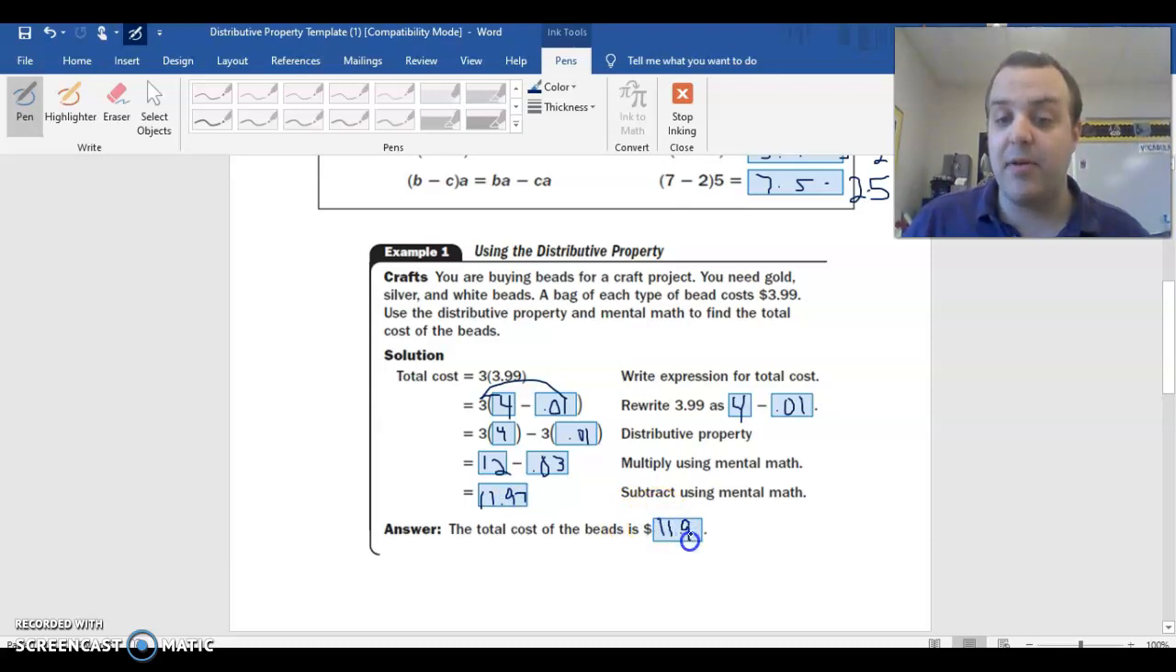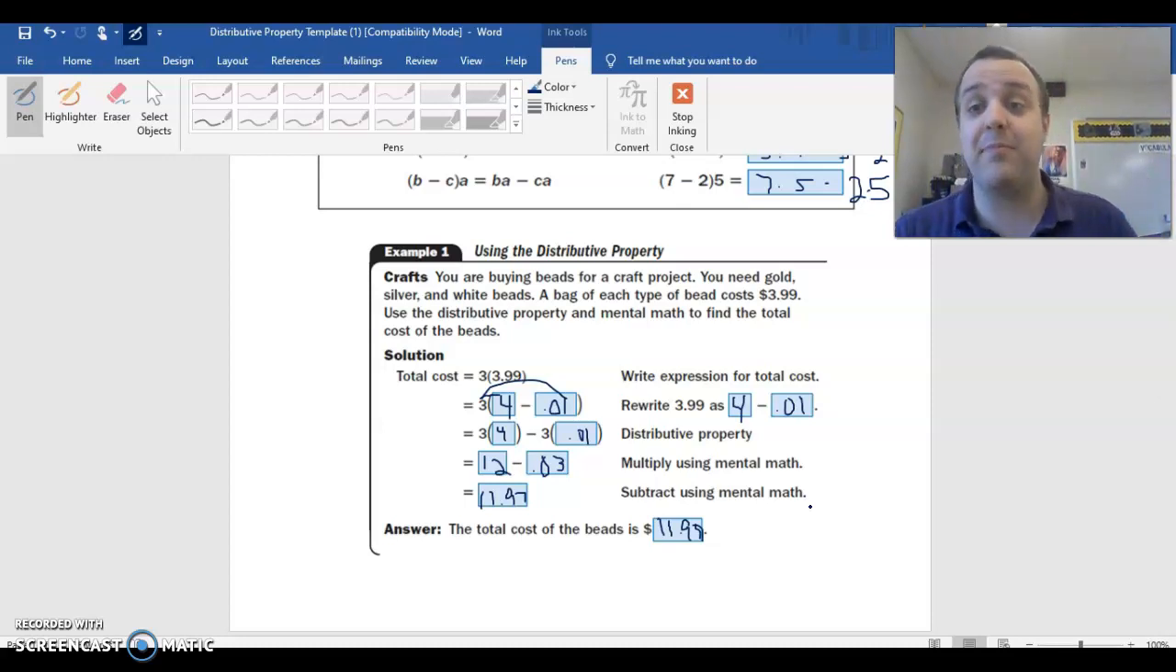Okay, if you want to impress your mom or your dad next time you go shopping with them, do this trick. They go to buy something, it's 99 cents or 10.99 or 8.99, and they're like, "Oh, I'm getting 4 of these. How much is it going to cost?" You can be like, "Oh, I got this. I'm going to use the distributive property. Got you covered." All right.